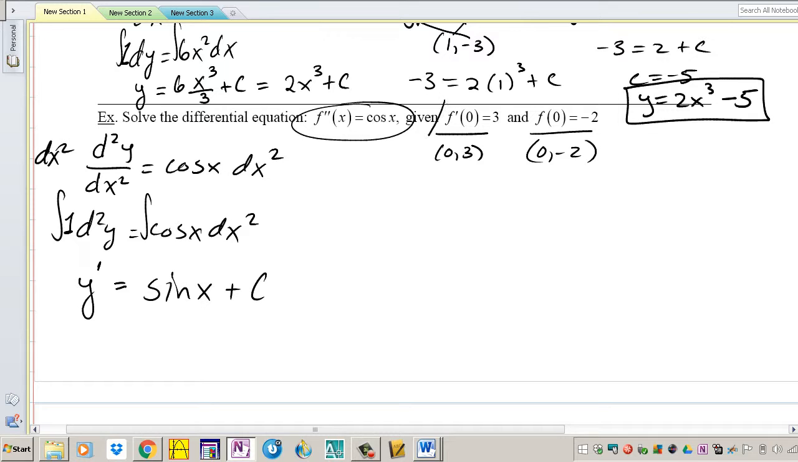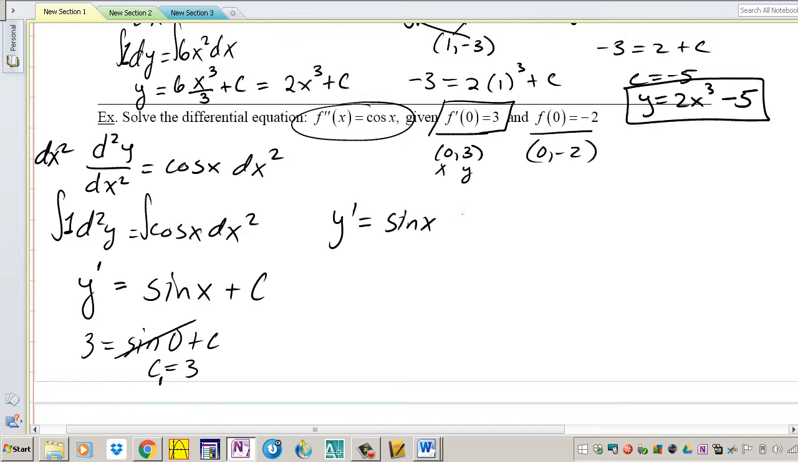We're going to go ahead and use our initial condition for the derivative to solve this c. So (0, 3): 0 is the x, 3 is the y, so it's 3 is equal to sine of 0 plus c, and it's obvious that sine of 0 is 0, so c is 3. Now, because we're going to do this again, I'm going to call this c1. I don't want you guys to confuse your c's. This is my first c because we're going to have to do this to get our regular y. So y prime is equal to sine of x plus 3. This is my derivative. This is my particular solution of the first general solution right here.